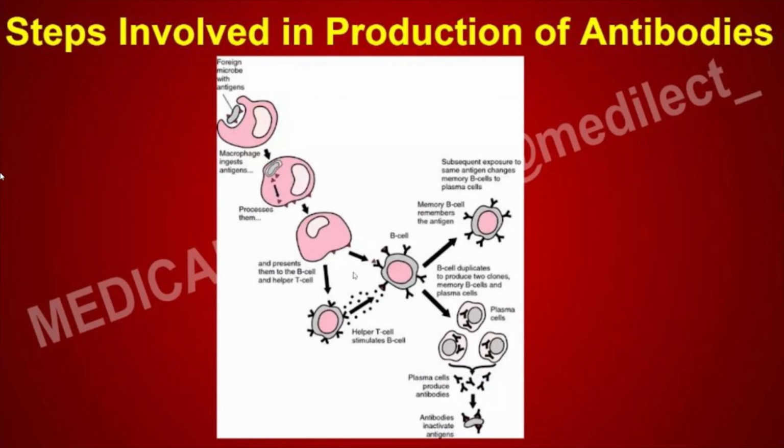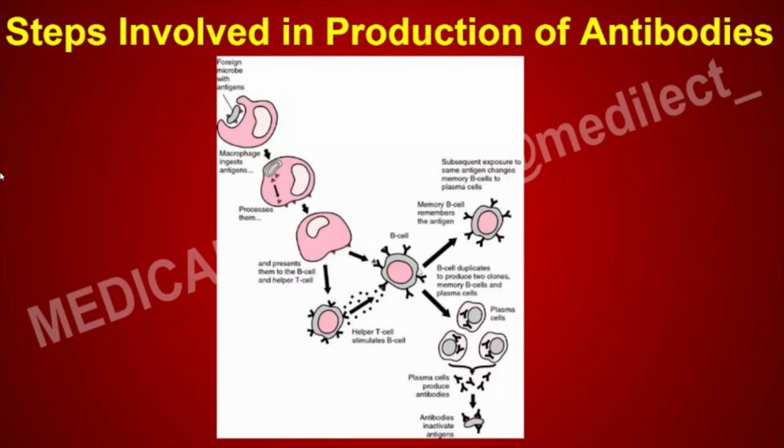And what they will do? They will activate the helper T cells, that is the T4 cells. Now the T4 cells in turn stimulate the B cells. The helper T cells stimulate the B cells. Now the B lymphocytes or B cells are activated and they proliferate and produce further types of cells, that is the plasma cell and the memory cell.